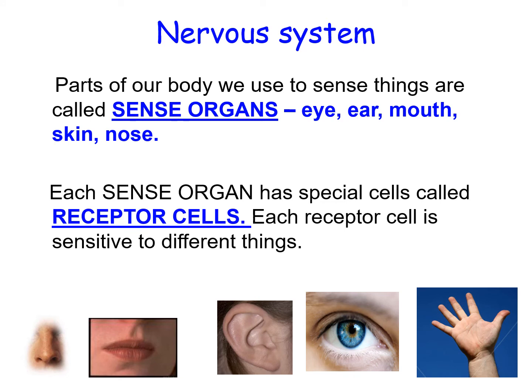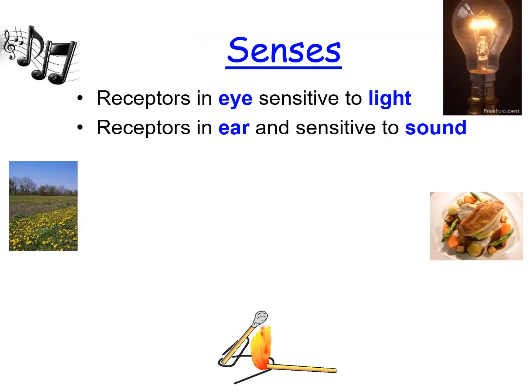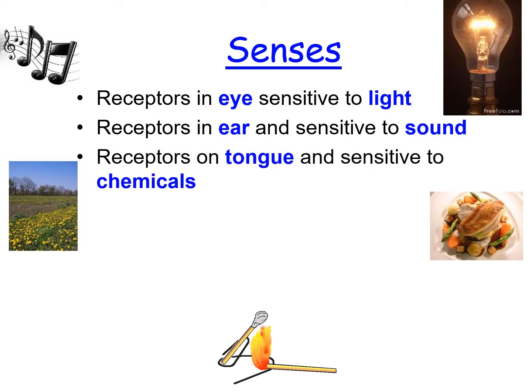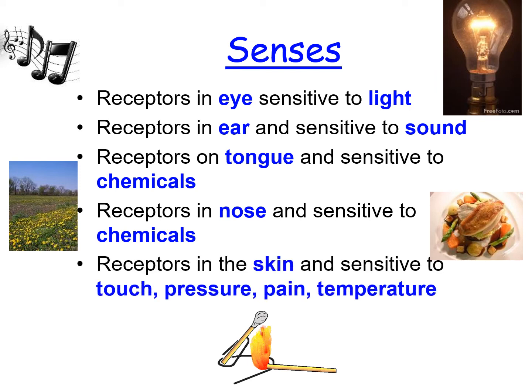So each of our sense organs have special cells called receptor cells, and each receptor cell is sensitive to different things. So our receptors in our eyes are sensitive to light, our receptors in our ears are sensitive to sound, our receptors on our tongue are sensitive to chemicals, our receptors in our nose are sensitive to chemicals, and our receptors in our skin are sensitive to touch, pressure, pain, and temperature.